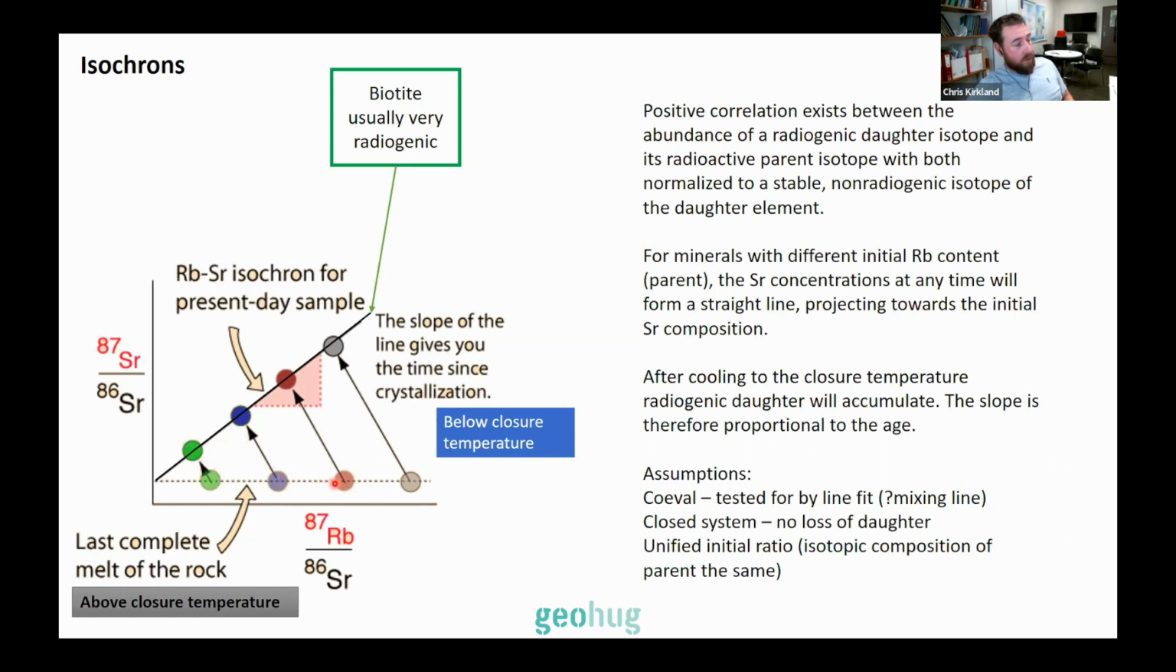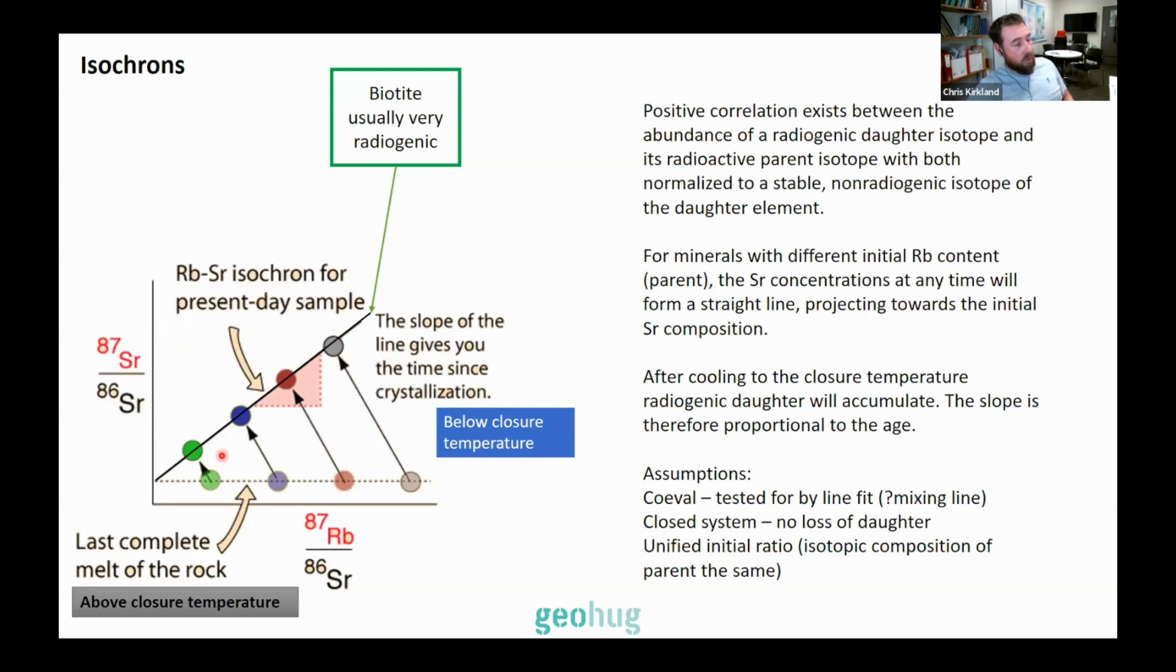The cool thing about this, of course, is that through time, this is going to tilt, okay? So at 10 million years, it's going to give us a slope of something like that. 20 million years, a steeper slope, 30 million years. So as time goes on, the slope is going to get steeper. And that's important because what that means is the slope is proportional to age.